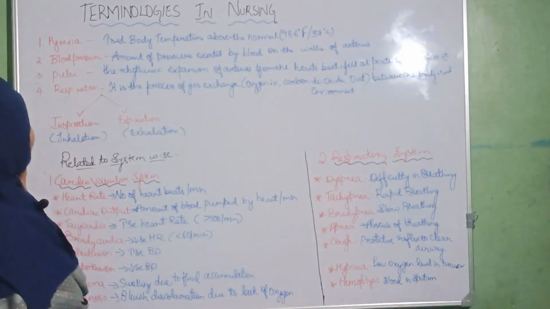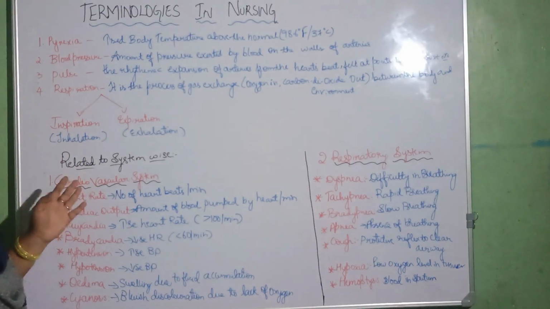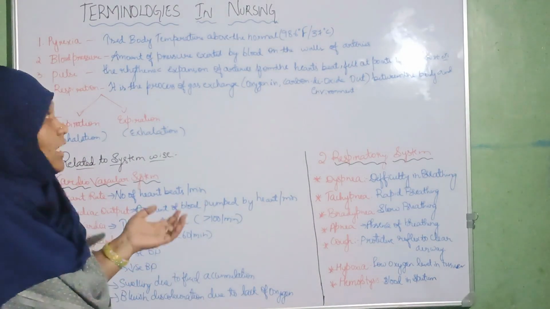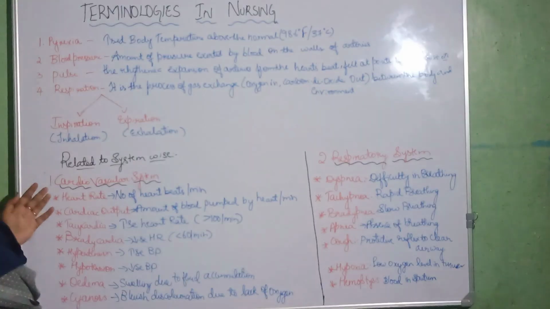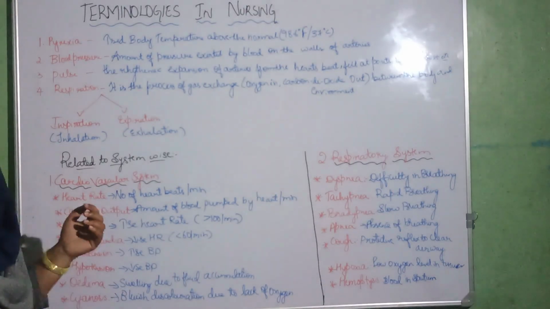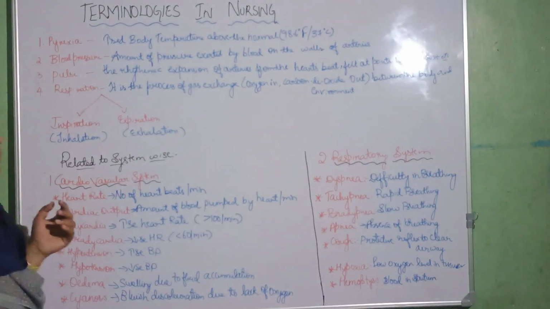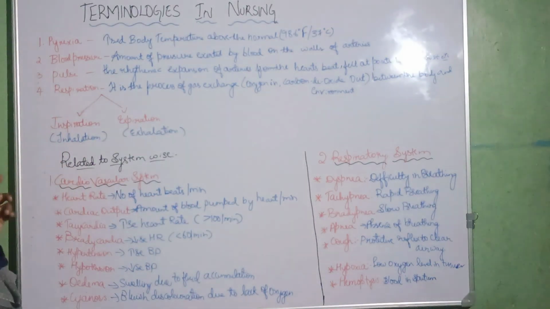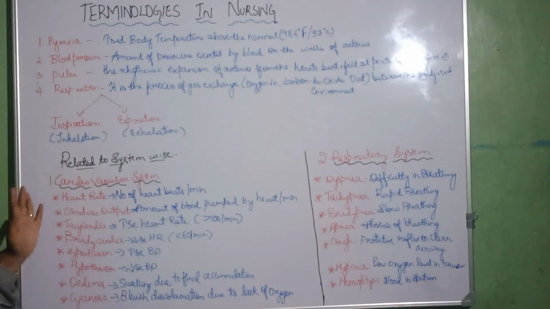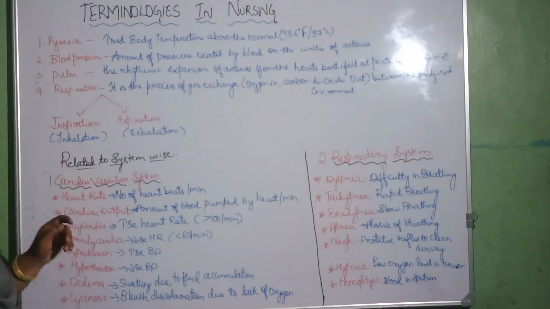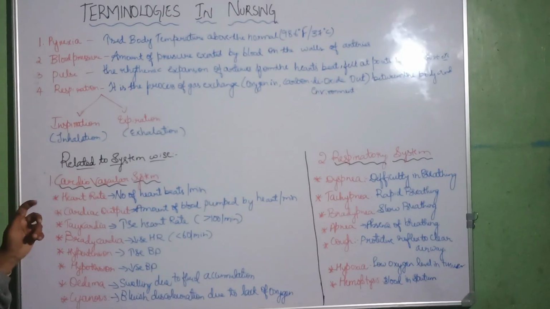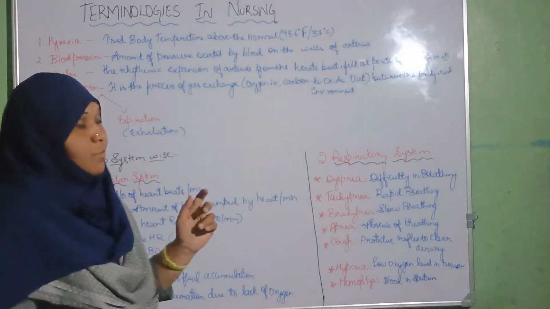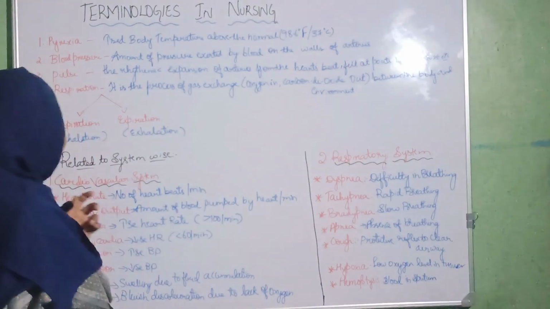Today I am going to deal with the topic that is terminologies in nursing. So these are the basic terminologies which we use in our nursing. First is pyrexia, that is increased body temperature above the normal, that is 98.6 degrees Fahrenheit or 37 degrees Celsius. Then blood pressure, that is the amount of pressure exerted by blood on the wall of arteries. Pulse, that is the rhythmic expansion of arteries from the heart's beat, felt at points like the wrist.